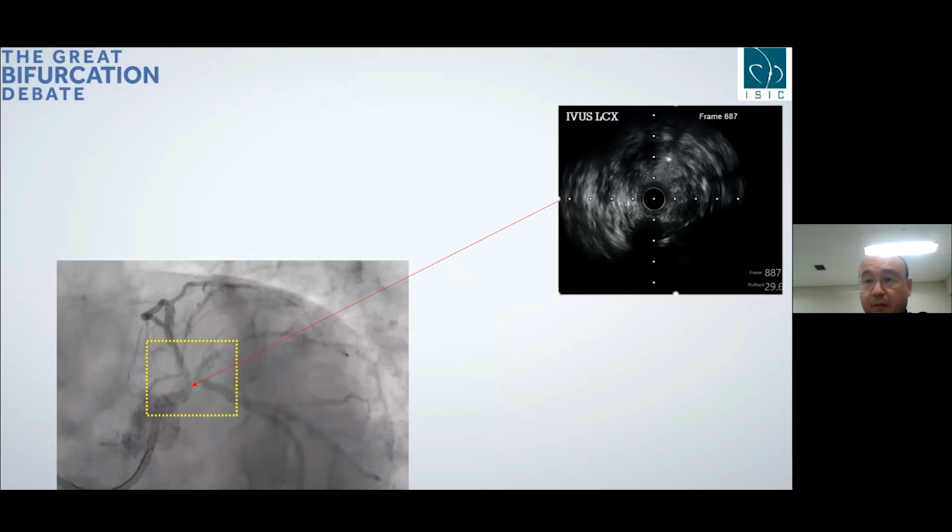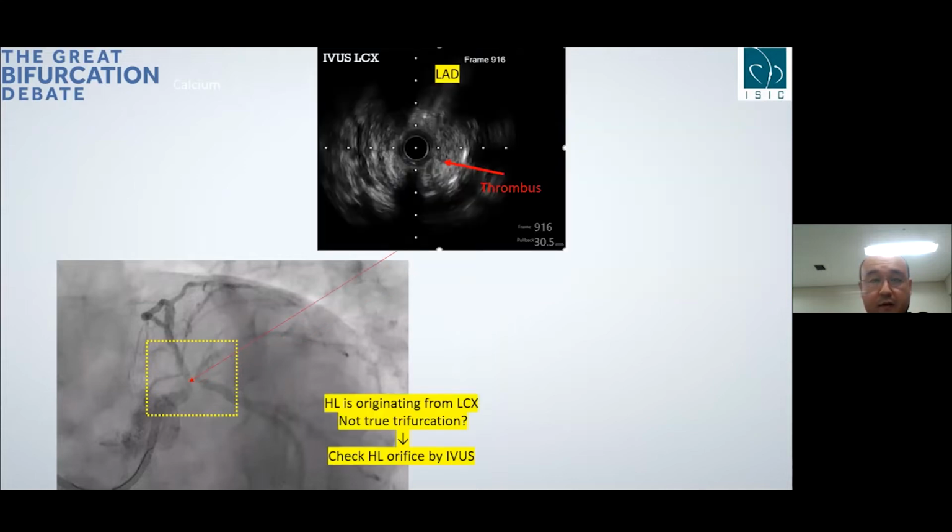This is a no bifurcation, and immediately after that, the LAD wire is coming to the 1 o'clock. So my question is, is this a true trifurcation? In the angiogram, it's a true trifurcation, but I was finding this is not a true trifurcation. The lateral artery originates a little bit from the circumflex side. So I want to perform the IVUS from the lateral artery.